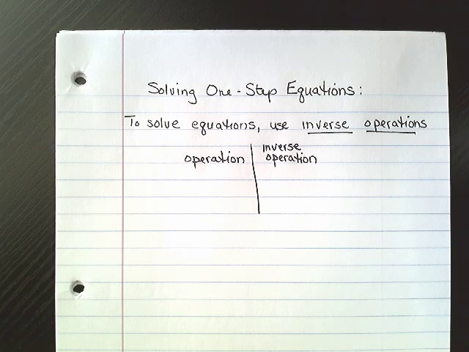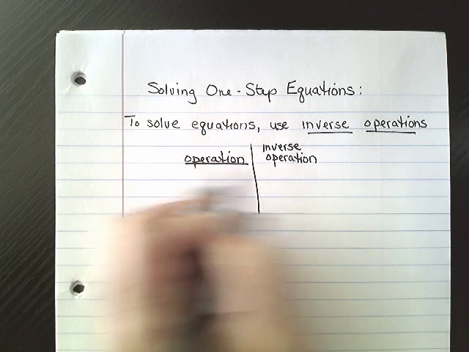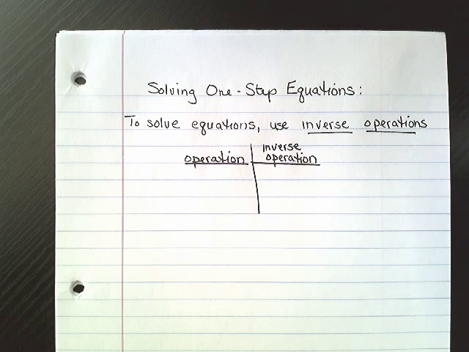We are going to solve one-step equations today. In order to do that, you need to remember our inverse operations. We are going to be undoing the problem in order to solve the equation.